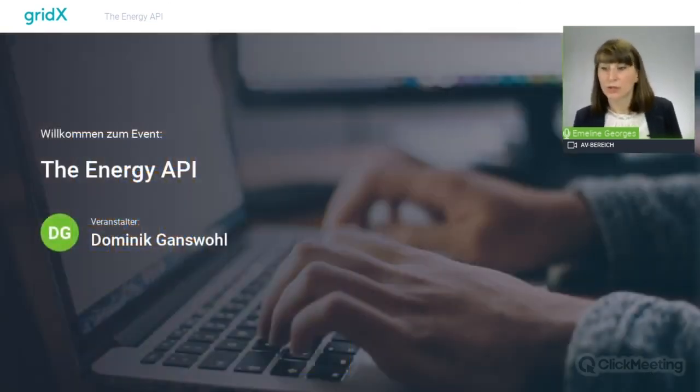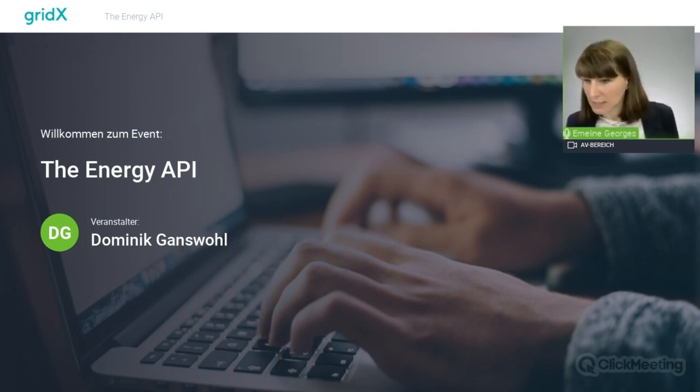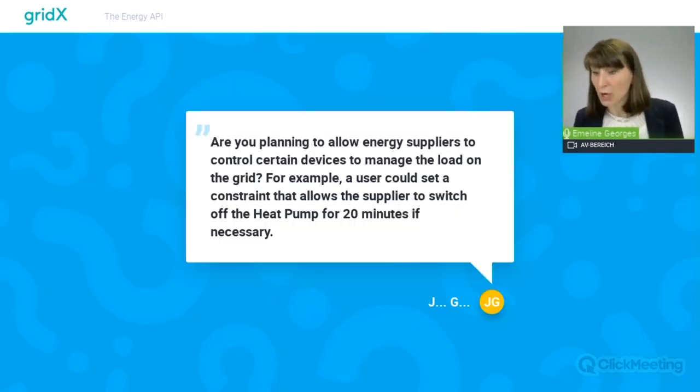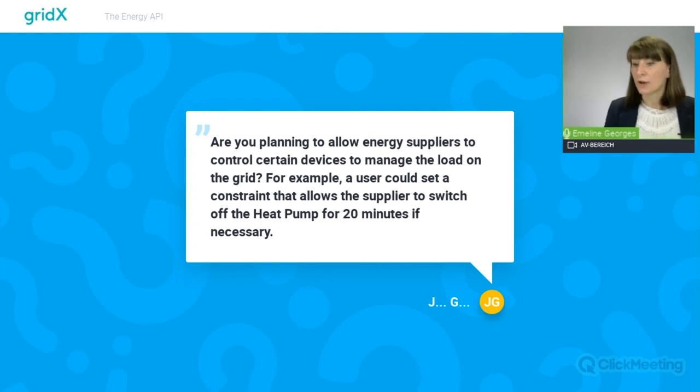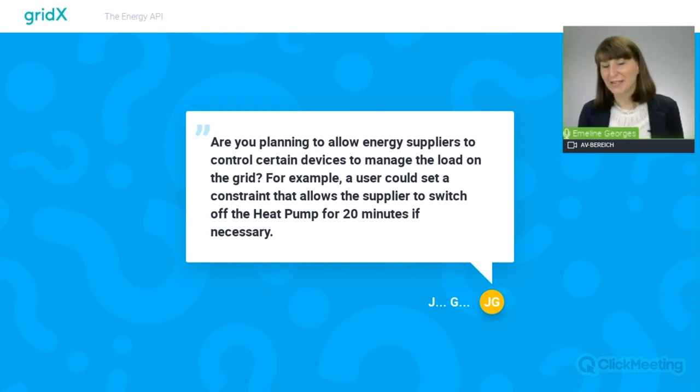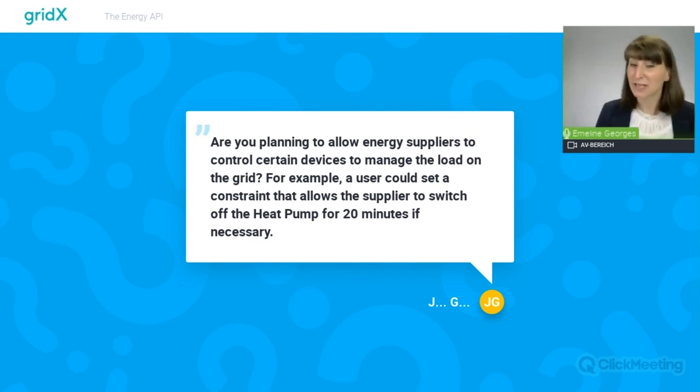Are you planning to allow energy suppliers to control certain devices to manage the load on the grid? For example, a user could set a constraint that allows the supplier to switch off the heat pump for 20 minutes if necessary. Indeed, we do have a smart grid ready interface that allows switching the mode of the heat pump operation from, let's say, a normal operation to a reduced operation or an increased operation, depending on the status of the grid. Of course, it depends on the legal framework and how all this evolves in the future. But yes, definitely the API can be used for that purpose as well.